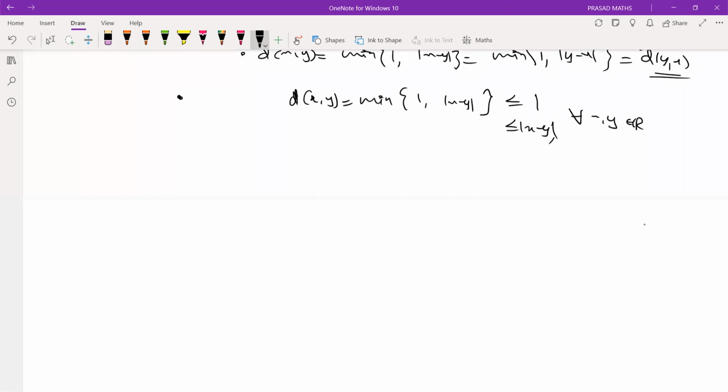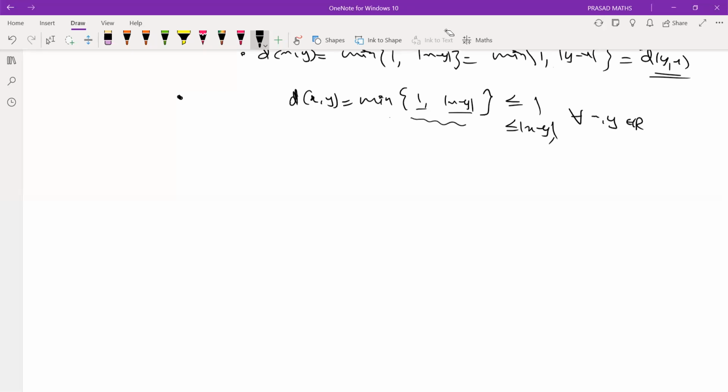Because the minimum is always a lower bound for the set, it is always less than or equal to each member in the set. What are the members in the set? 1 and mod of x minus y. Therefore, the minimum is a lower bound for the set, so the minimum of this is always less than or equal to each member. So this is less than or equal to 1 as well as mod of x minus y. Is it clear?